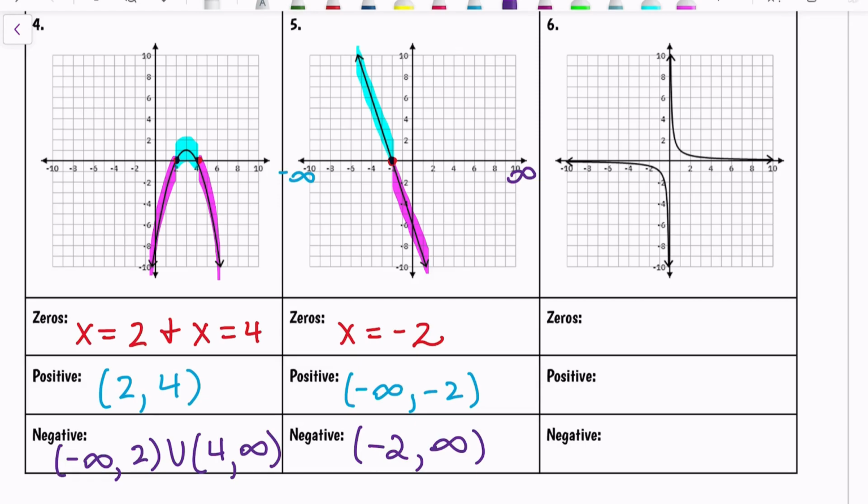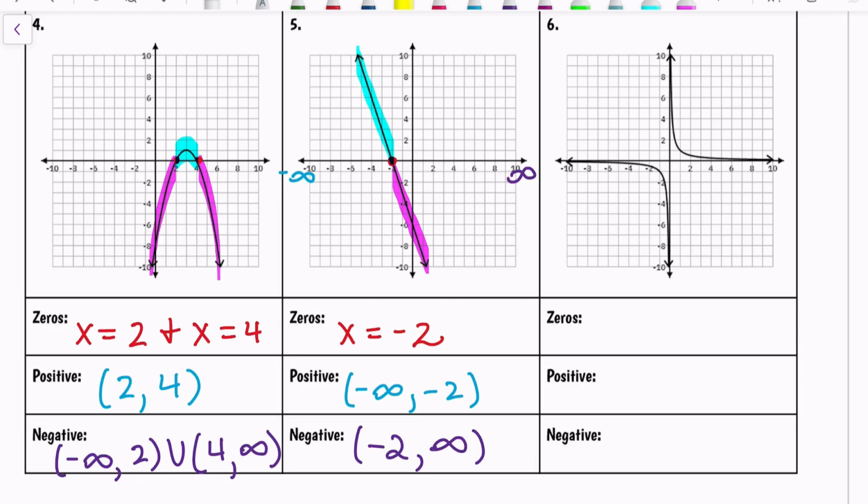Something I want to point out to you that has helped my students is that however many zeros you have, there is one more interval of positive or negative. So for example, in number 5, I have 1, 0, and I have 2 positive negative intervals. In number 4, I have 2, 0, I have 3 intervals.